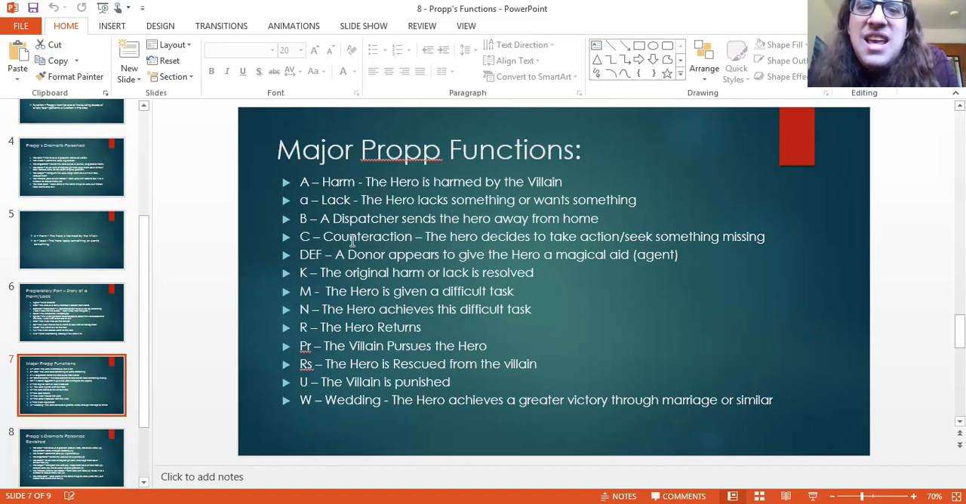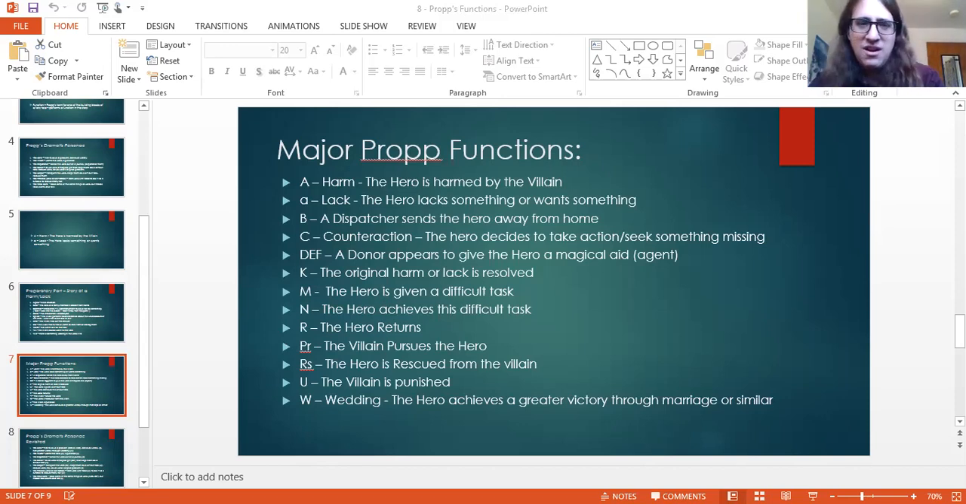And then D is for the donor. D is the appearance of the donor to give the hero a magical aid. And there's a whole donor sequence based on the letters D, E, F. D is the appearance of the donor. E is the donor testing the hero in some way, or the hero having to fight the donor. And then F is the donor giving their gift. So let's see how these would apply in Shrek.